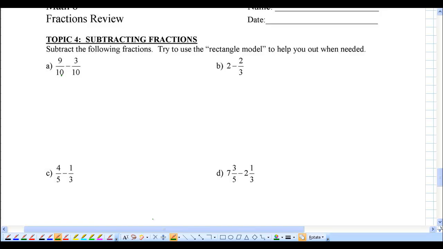Right, so when the denominators are the same, then all you need to do is just subtract the numerator. So 9 take away 3, what's that? Well, that's just 6, so 6 out of 10.